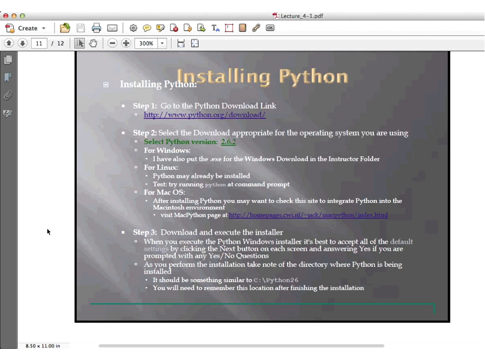Anyways, I'll put this PDF file up on the website so you can actually read this, but these are some instructions on how to get and install Python if you wanted to install it on your own computer.